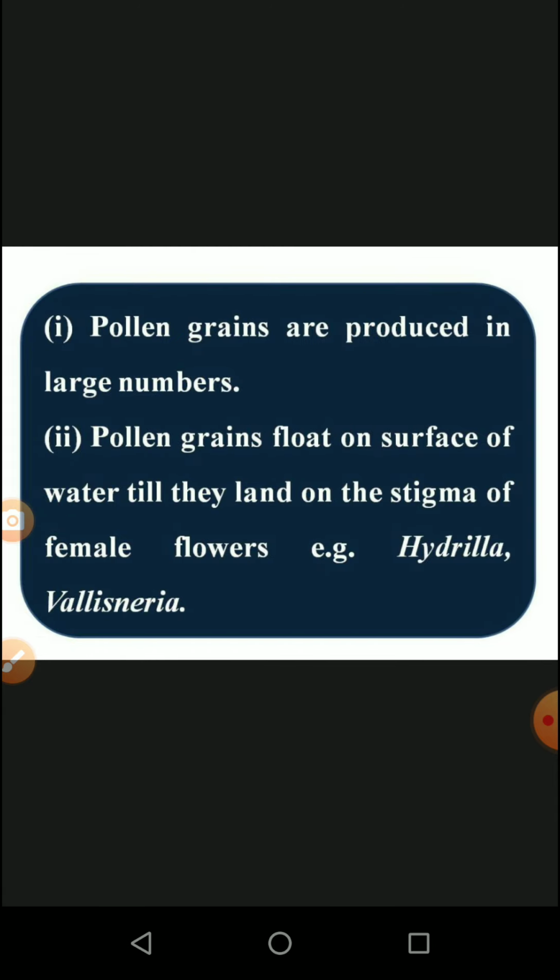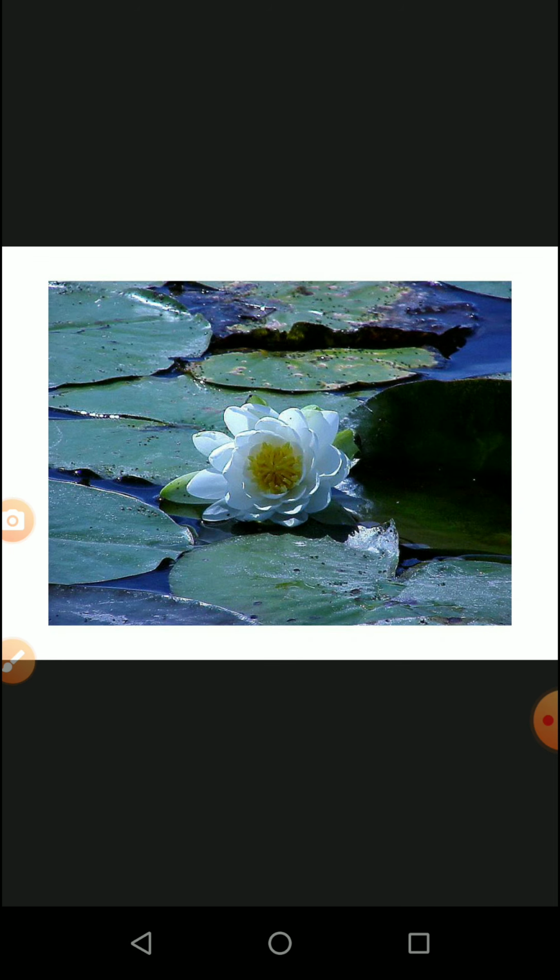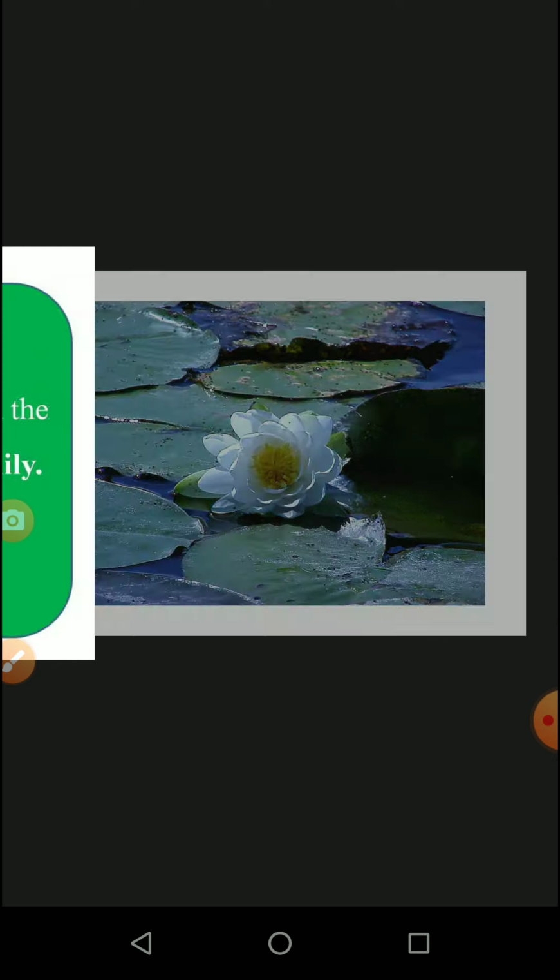The pollen grains are produced in large quantity. The pollen grains float on the surface of water till they land on the stigma of the female flower. Examples: Hydrilla and Vallisneria. Some are carried by the flow of water, spread over to another plant, and float until landing on the stigma of the female flower. Examples: Hydrilla and Vallisneria. And this is the example of the lotus, which is also pollinated on the aquatic surface.